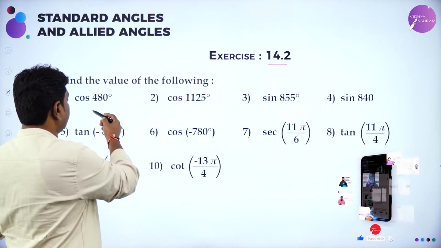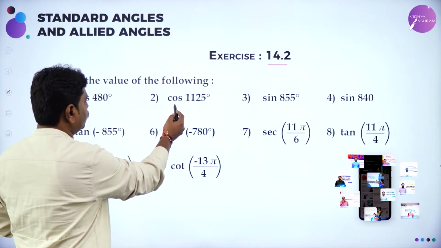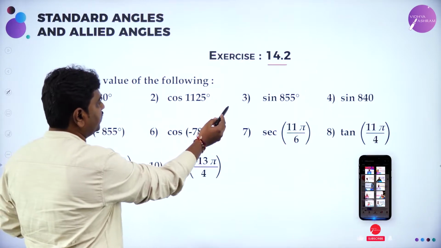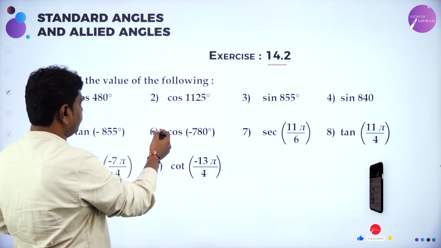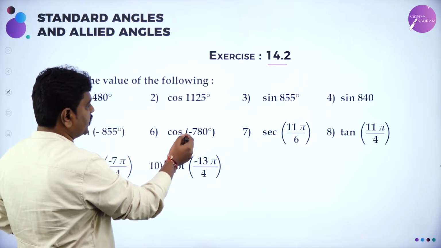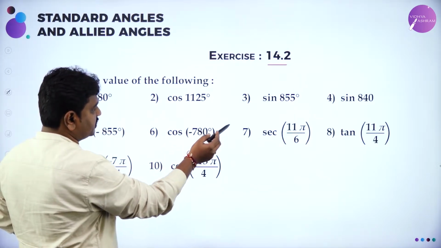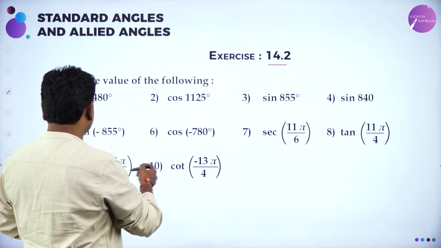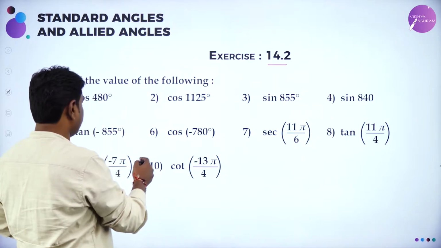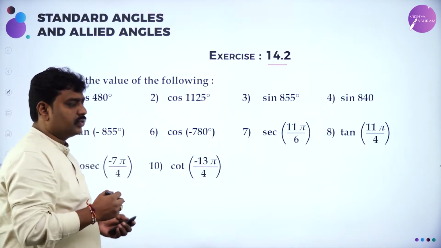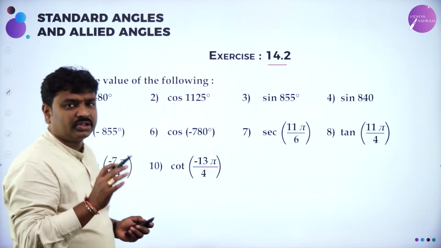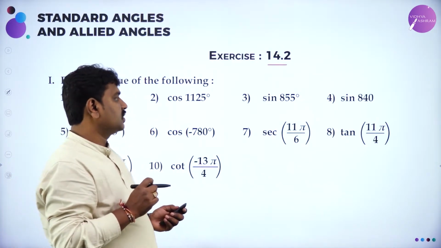They have given 10 problems: cos 480 degrees, cos 1125 degrees, cos 885 degrees, cos 840 degrees, tan of minus 855, cos of minus 780, secant of 11 pi by 6, tan of 11 pi by 4, cosecant of minus 7 pi by 4, cot of minus 13 pi by 4. So now in order to do these problems, first you should be thorough with the ASTC rules.